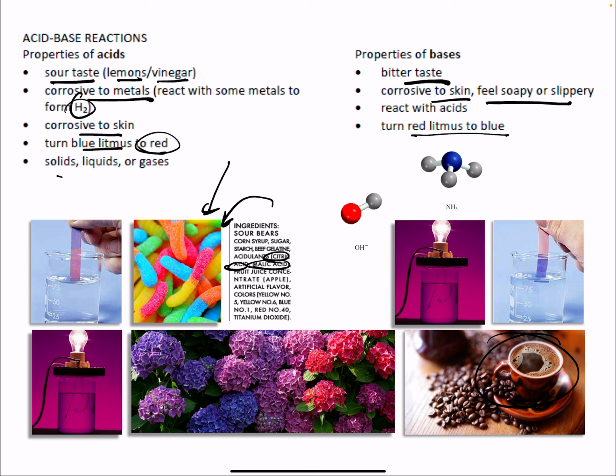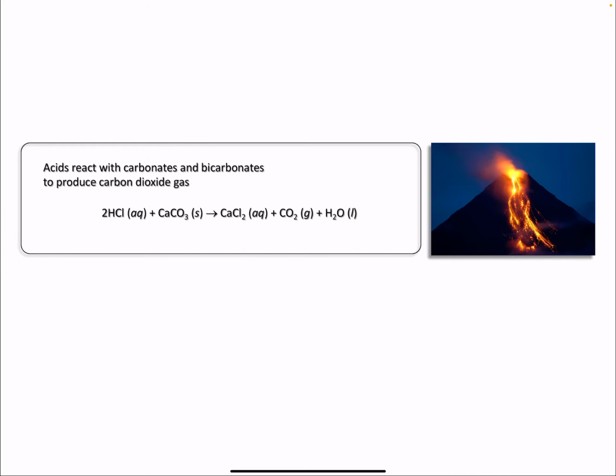So, right, for litmus paper, acid is red and blue. That was said. All right. Okay, that's enough of that.